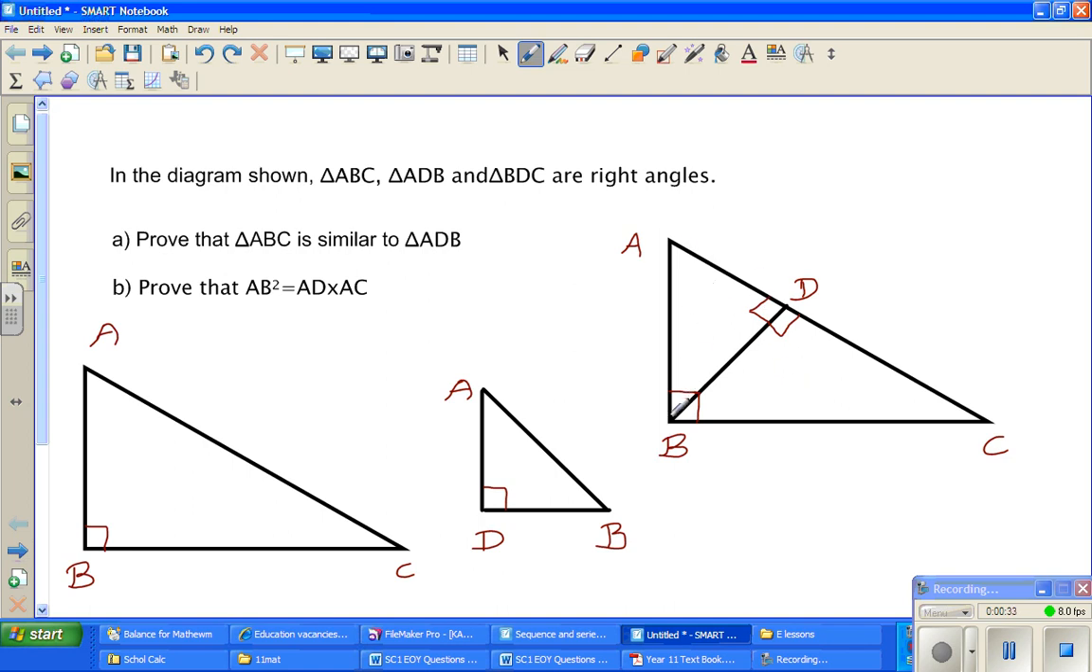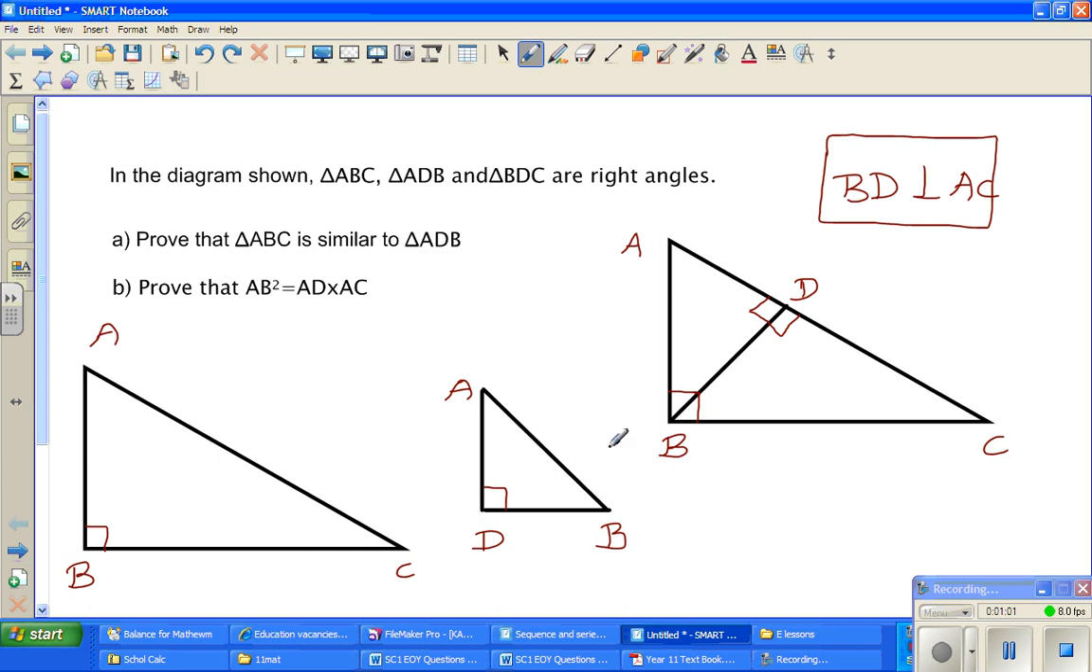So this BD is perpendicular. So let me write that. BD, line segment BD, is perpendicular to AC. Okay, so because of that, you've got two dotted triangles, and the mother triangle is already a right angle. So we want to prove this mother triangle ABC is similar to the dotted triangle ADB.